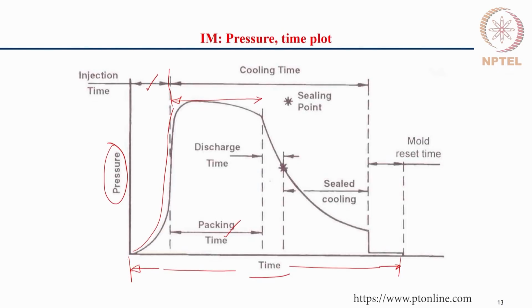And once the material fills the mold, the pressure is reduced. There is a point called the sealing point where there is no further flow of material, and the part is allowed to cool in this sealed condition. Once the part is cooled, the part is ejected and it is reset for the next cycle.